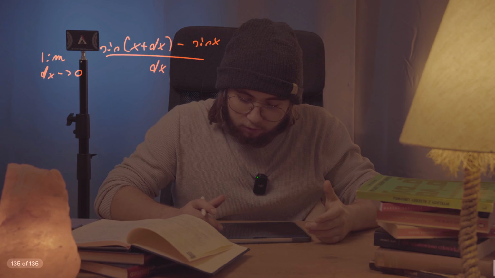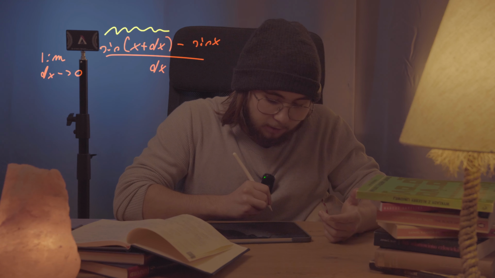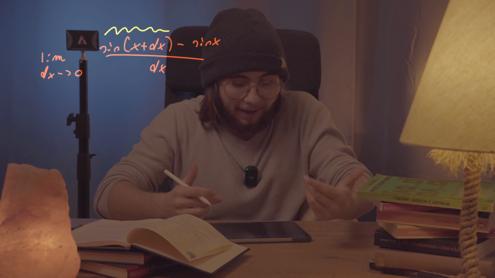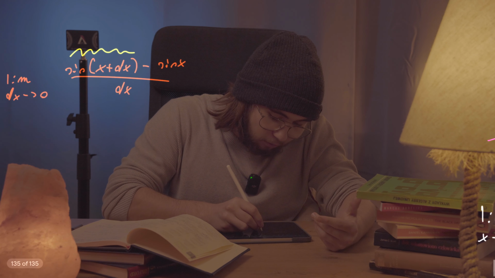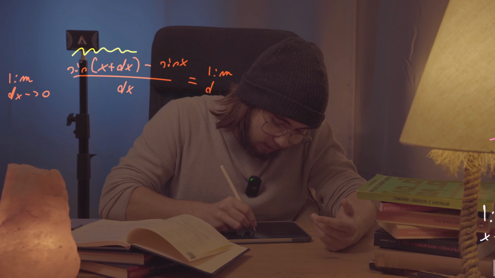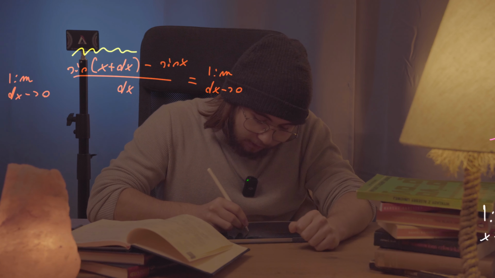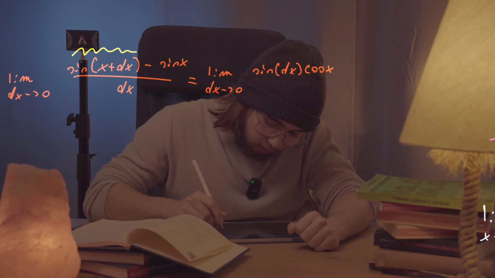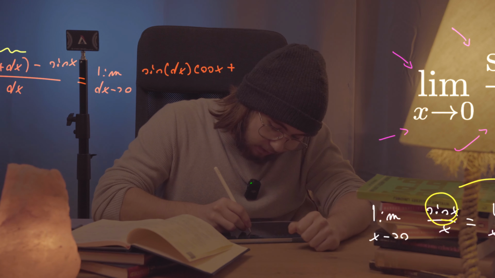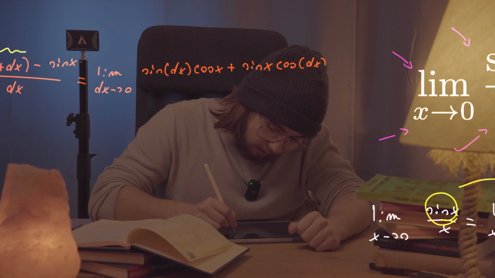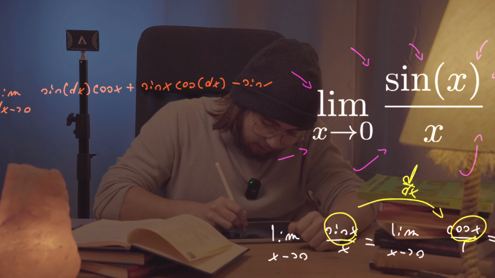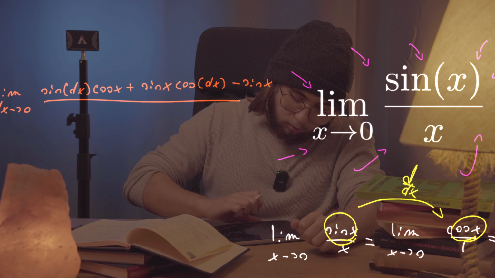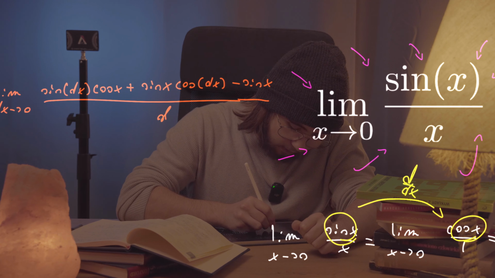Now, I could use some trig identities to partition this sine of x plus dx. So I could rewrite this entire limit as the limit as dx approaches 0 of sine of delta x multiplied by the cosine of x, plus the sine of x multiplied by the cosine of delta x, and then everything minus that nice sine of x that was left over, and now we have to divide everything by that delta x.